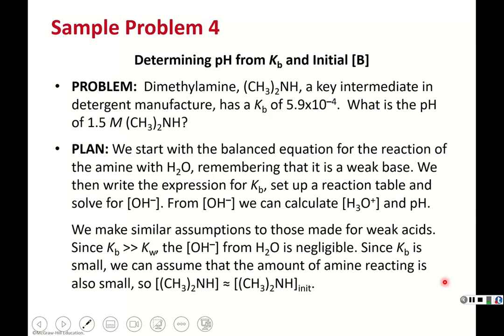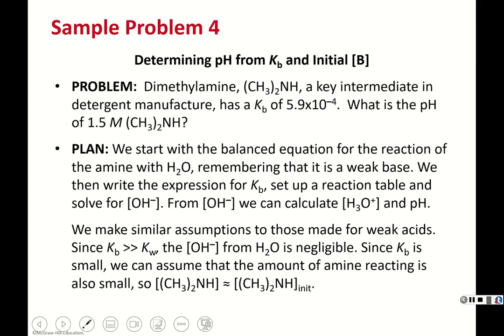Okay, let's try an equilibrium problem with a base. Dimethylamine is (CH3)2NH. Those are methyl groups, there are two of them, and the amine part is the NH. It's a key intermediate in detergent manufacture. It has a Kb of 5.9 times 10 to the minus 4. What is the pH of 1.5 molar dimethylamine?